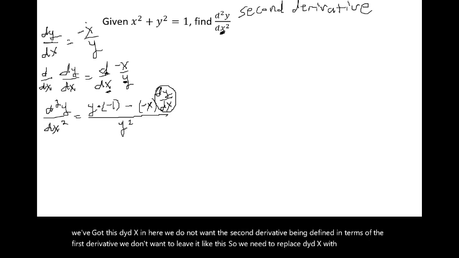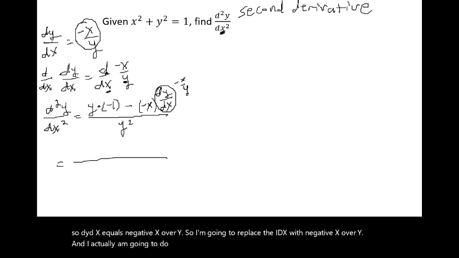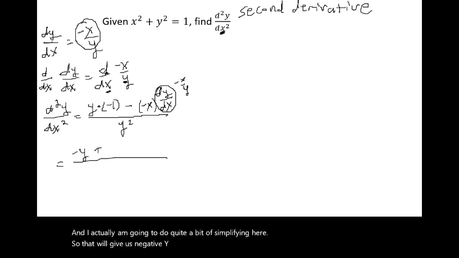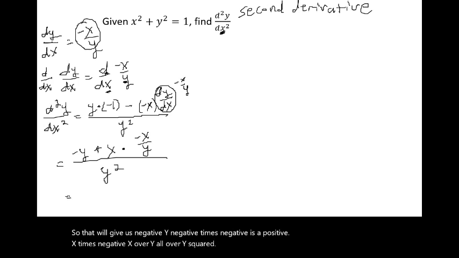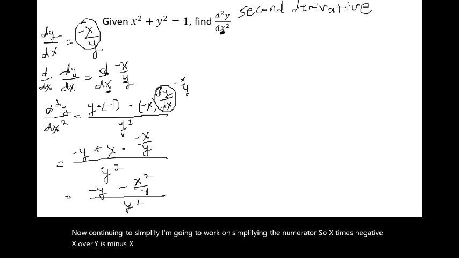So dy dx equals negative x over y, so I'm going to replace dy dx with negative x over y. And I actually am going to do quite a bit of simplifying here. So that will give us negative y. Negative times negative is a positive. x times negative x over y, all over y squared. Now continuing to simplify, I'm going to work on simplifying the numerator. So x times negative x over y is minus x squared all over y.